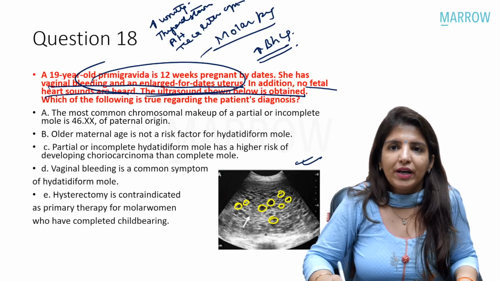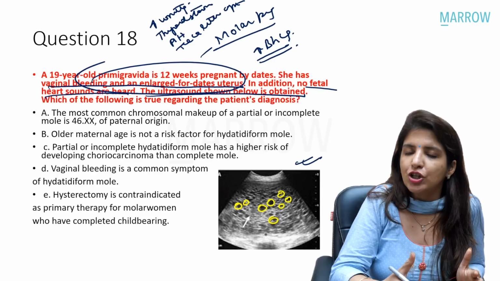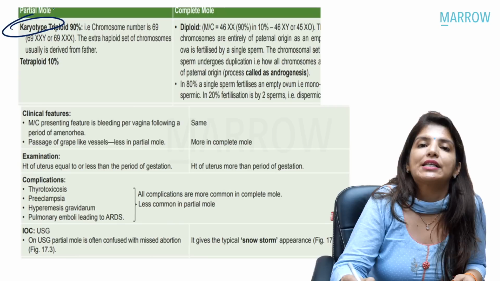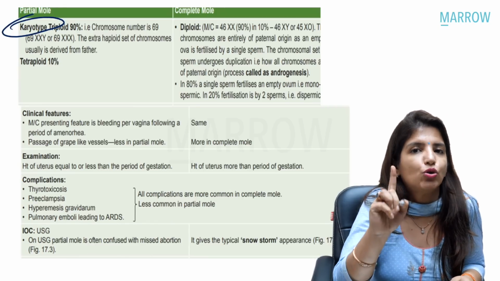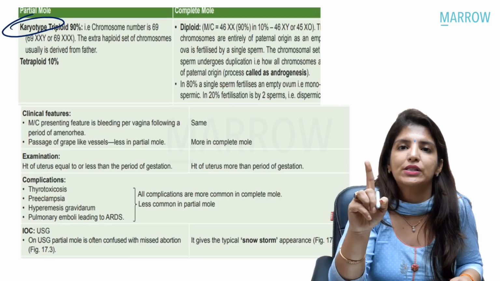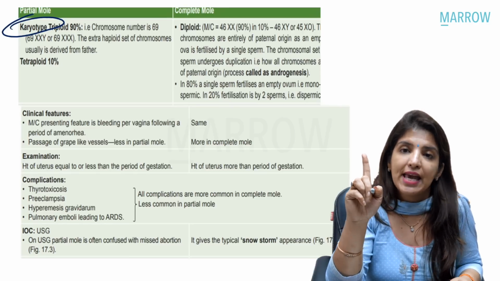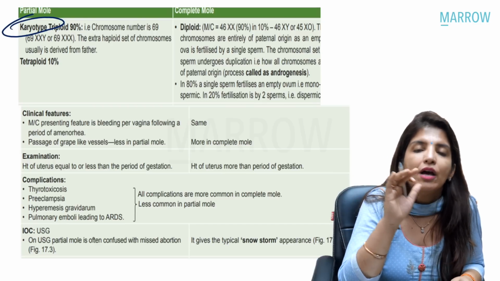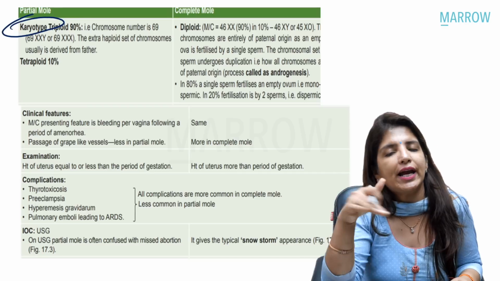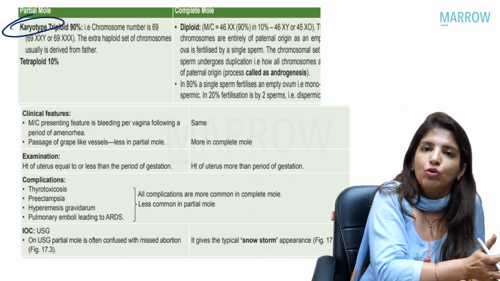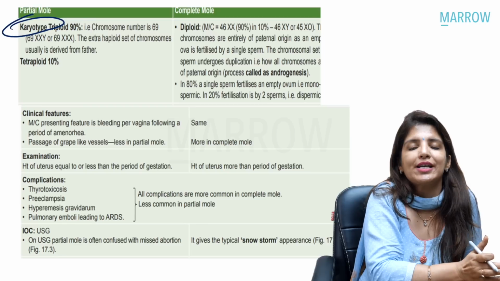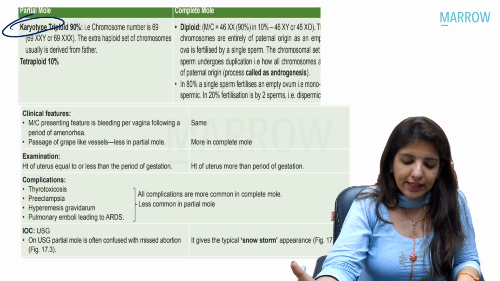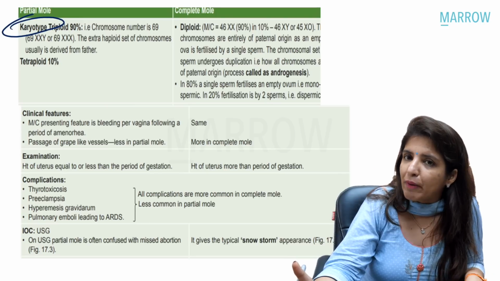Now, in case of molar pregnancy, all of you know that it can be a case of partial mole or it can be a case of complete mole. Partial mole, the karyotype is 69XXY. Partial moles are triploid, whereas complete moles are diploid, 46XX. In partial mole, the extra chromosomes are obtained from the father, whereas in case of complete mole, the entire chromosomes are paternal in origin because there is an empty ova which is fertilized by a sperm and then the entire chromosome number duplicates, right?